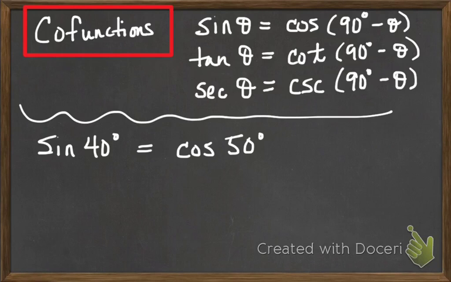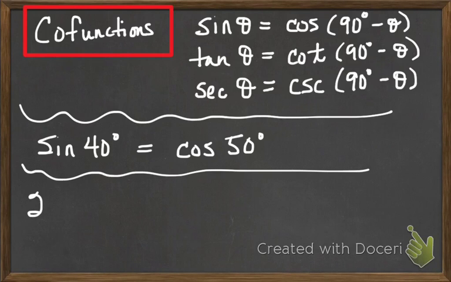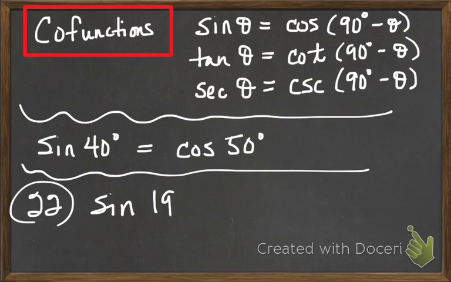So example 22 is asking you to find the cofunction of sine of 19 degrees. So you have to know that sine and cosine are cofunctions. So your answer is going to be cosine. And then you're going to do what to get the angle on your cosine? 90 minus 19, and that gives you 71 degrees.